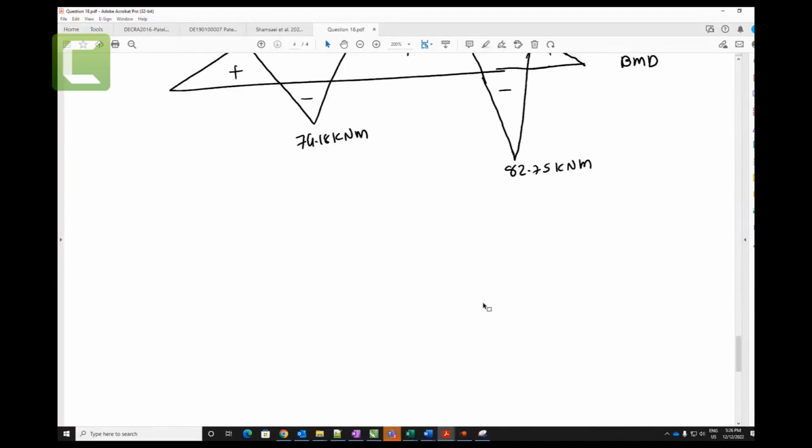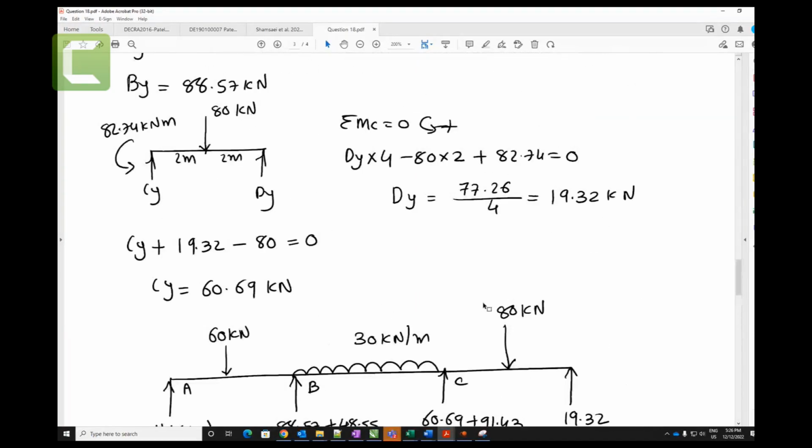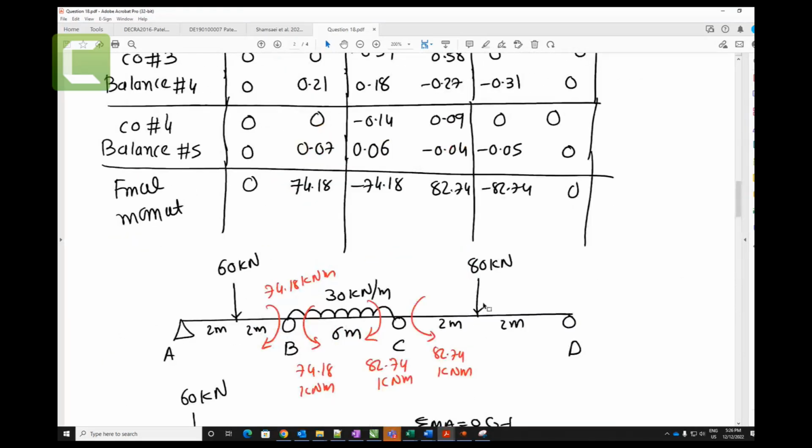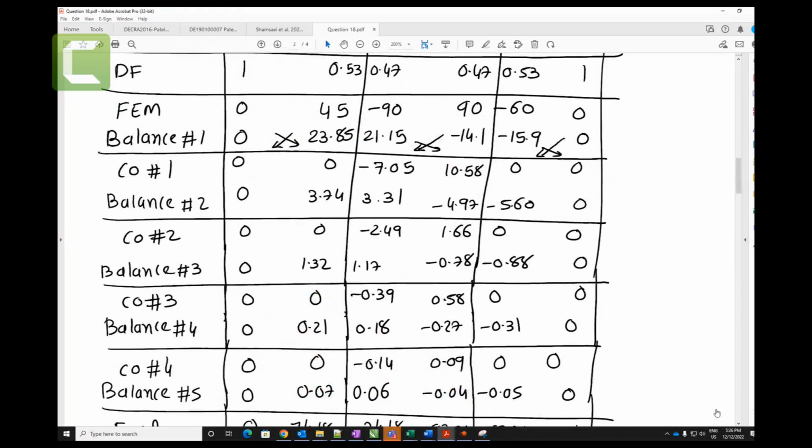So you just do the hand calculation, because the first question you need to do the hand calculations, and the second question you need to compare those results. So let me find that as well.